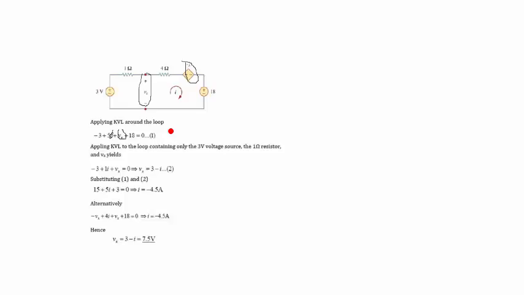You can use mesh analysis to find VTH. Note that your VTH is usually wherever there is a point AB in the circuit. That hints that that is where you have to find your Thevenin's voltage. In this case, this is where our basic understanding comes in. Our VTH at this terminal is the same, in parallel, as the voltage across this branch.